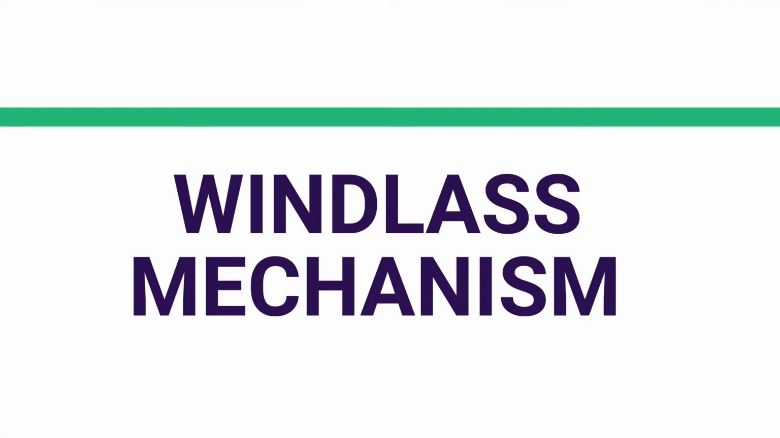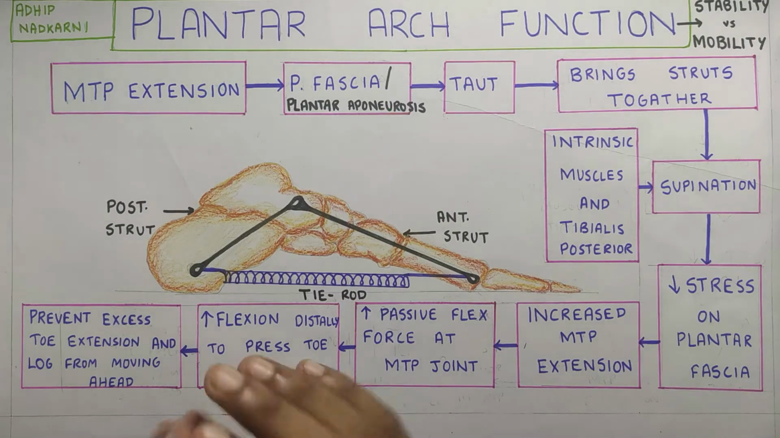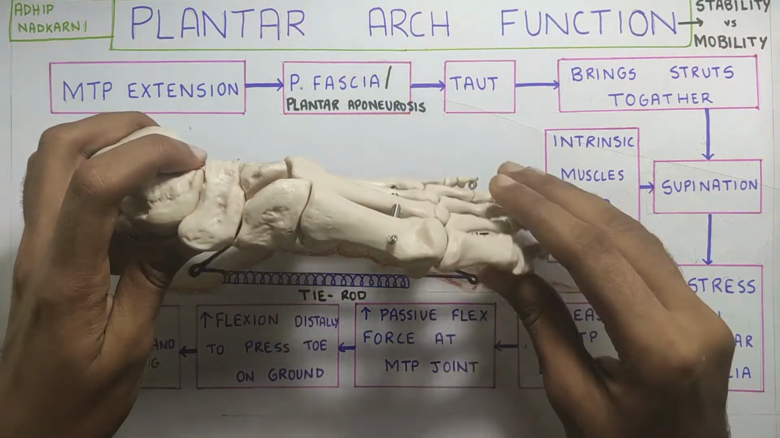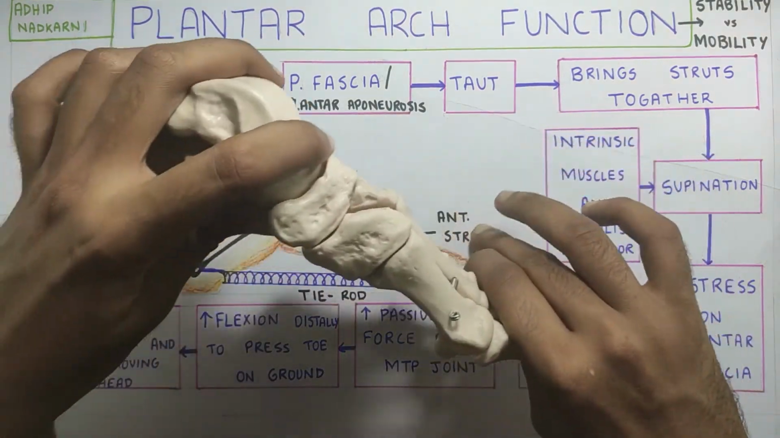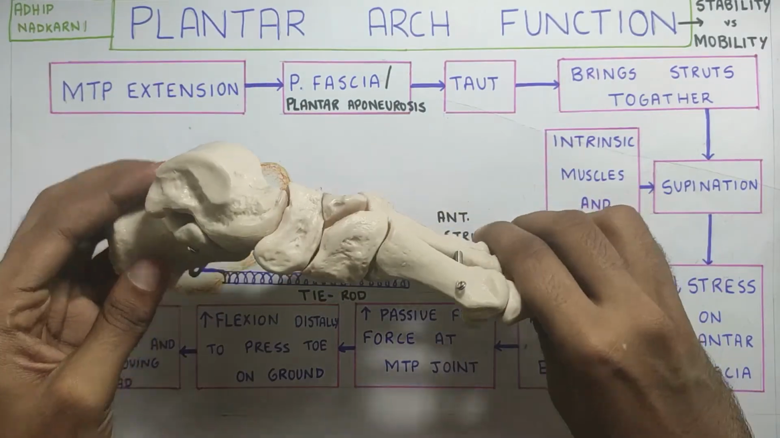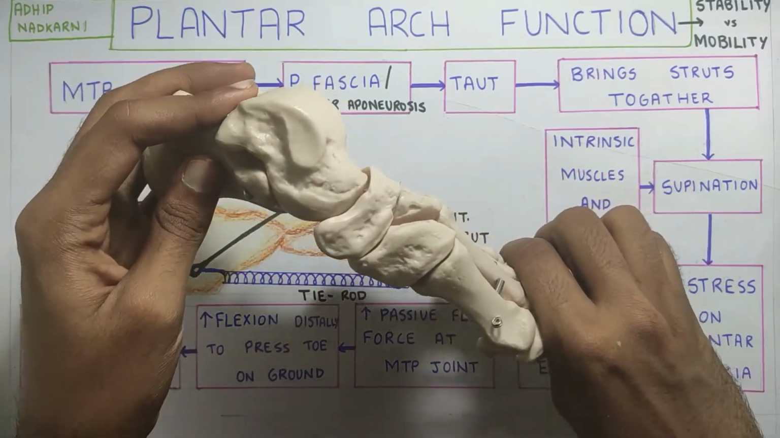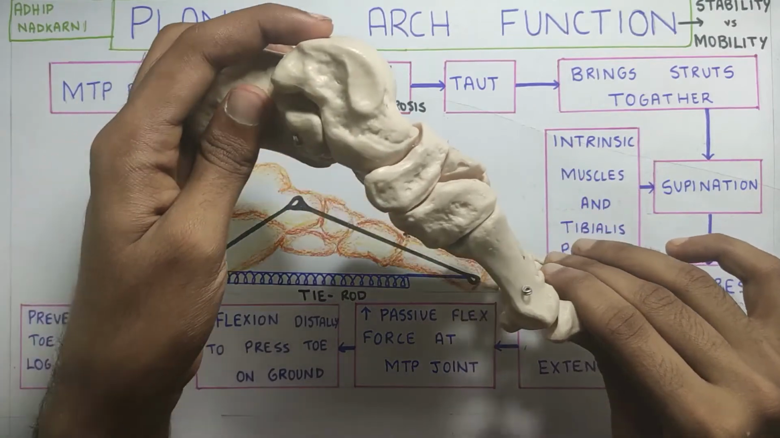Now the mechanism that we are going to learn is called the windlass mechanism. So let's dive into it. First, what happens is when you are walking, there is MTP extension that is occurring, right? Your heel will be lifted off as you are going forward, and there will be MTP extension.